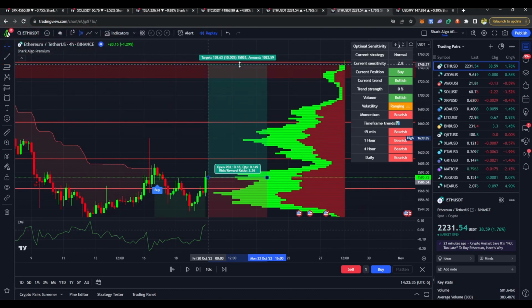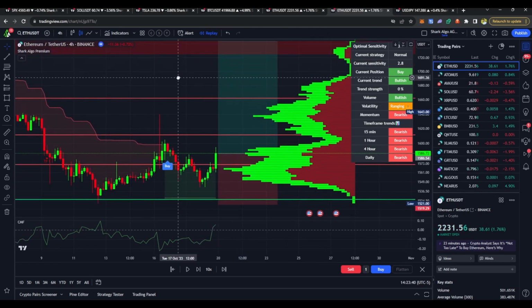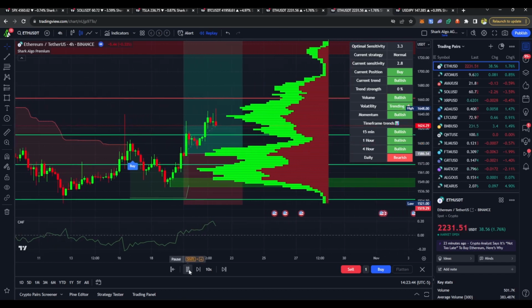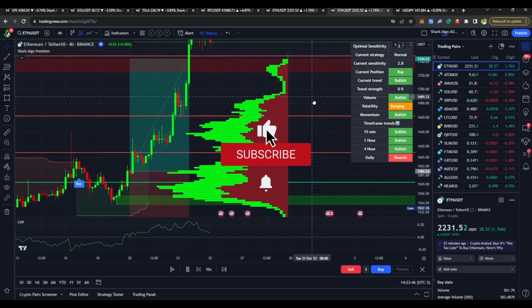Another option is to set a limit order to go long when the price retraces into the demand zone. But I won't go into detail for this type of setup. Make sure to watch our next videos for different order types and advanced setups using the Shark Algo.